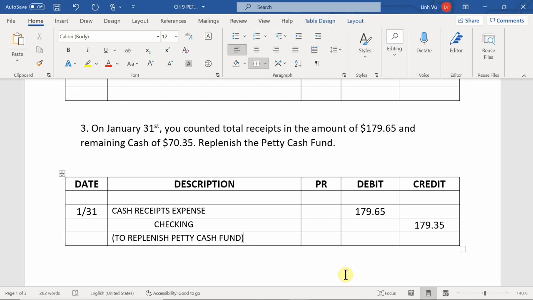Now, in this case, how do I convert all of these receipts in order to make my cash amount be equal to $250? Because right now I only have $70.35. Yes, yeah. To replace the money, you only have $70, you need the 179 to have the balance on the petty cash. That's the reason, right? Yes.